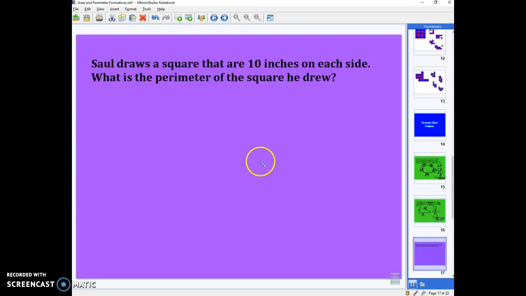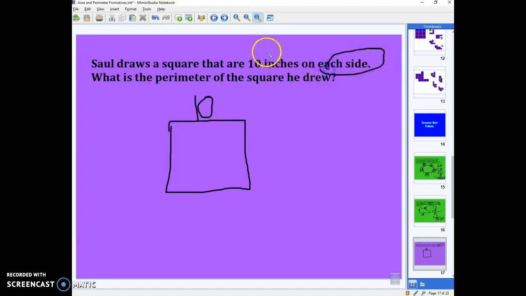Let's look at this one. So Saul draws a square that is 10 inches on each side. What is the perimeter of the square he drew? Well, a square is a quadrilateral that has all the same sides. So if it tells us they're 10 inches on each side, 10 inches each side. So 10 and 10 and 10.